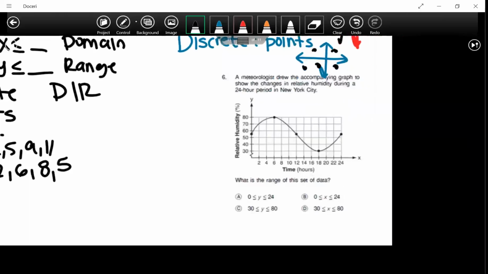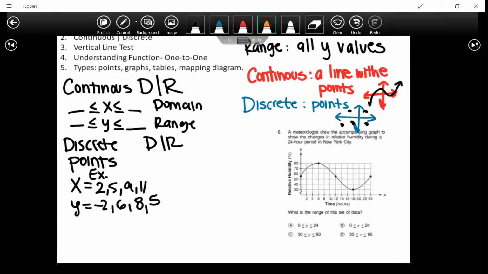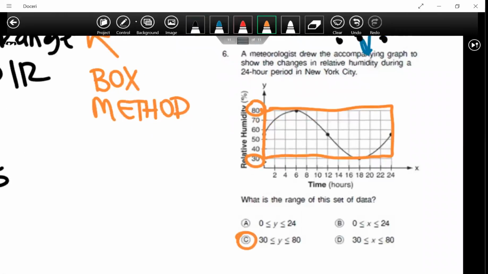This question that we have over here is number 6 on part 3. Basically what it's asking you is for the range, which is all y values. The one method that I showed you guys how to do is the box method for continuous. So this is box method. And what we do is we put a box around my values and see how far they go up, which is 80 and 30. It's in the y range, so it would be C. Okay. Wasn't too tricky to figure out and do, but it was just a good one to go over and assess.